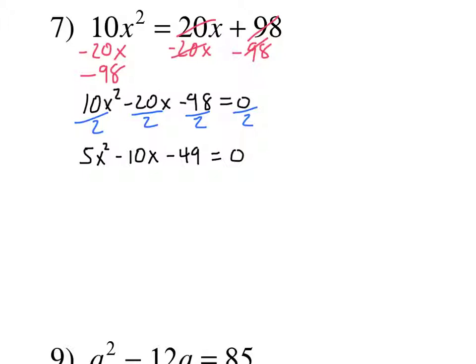Okay. Next, we've got to decide how we're going to go about doing this. Think we should do factoring? Okay, let's give it a shot, if nothing else. So we draw our x, and we take 5 times negative 49. Gives us negative what? 245. Okay, and then negative 10 goes down below. So we need two numbers that when we multiply give us negative 245, but when we add give us negative 10. One of them is going to have to be negative.